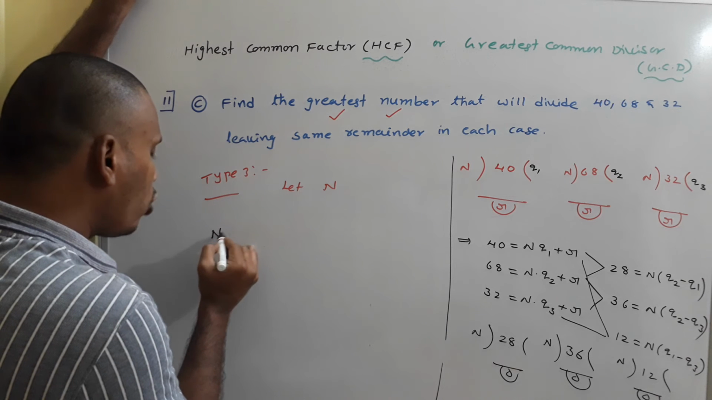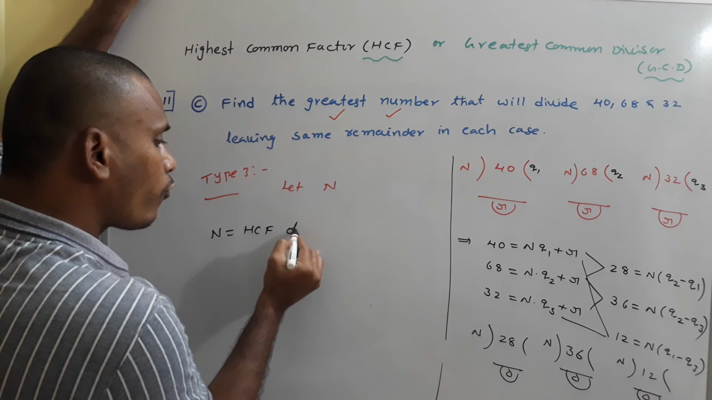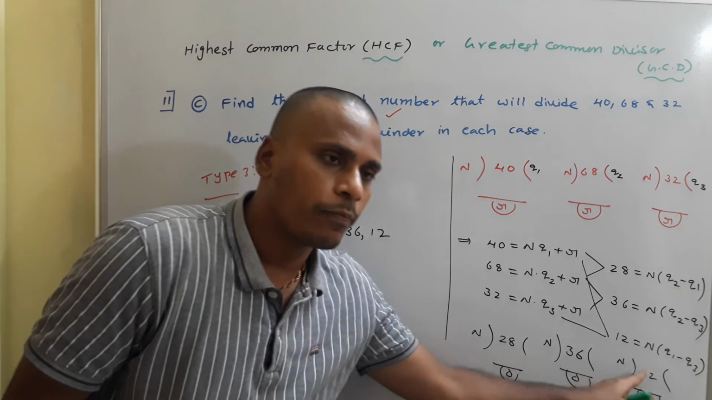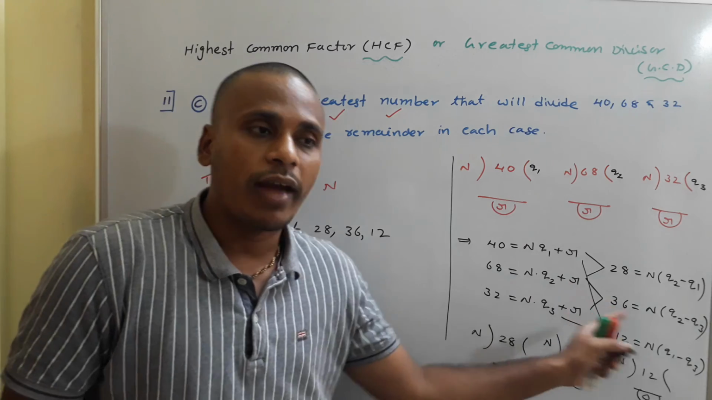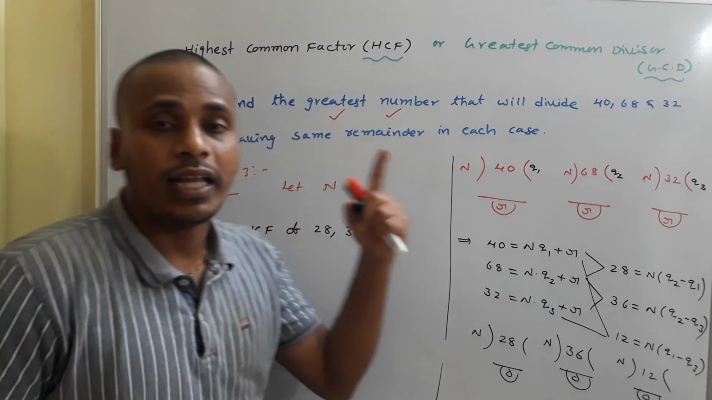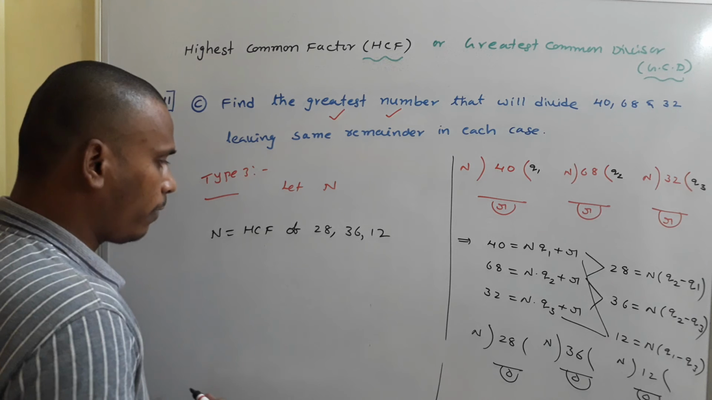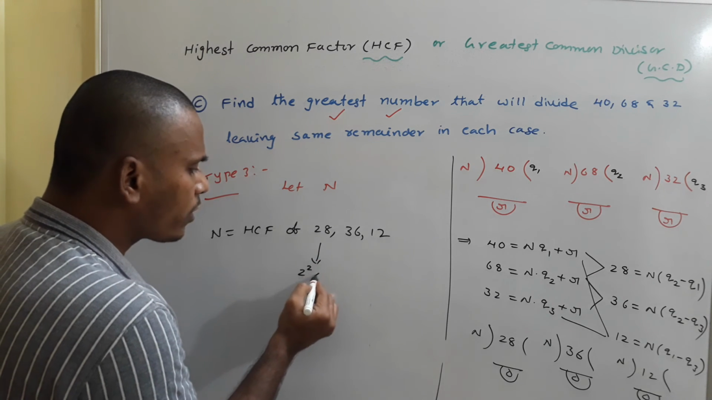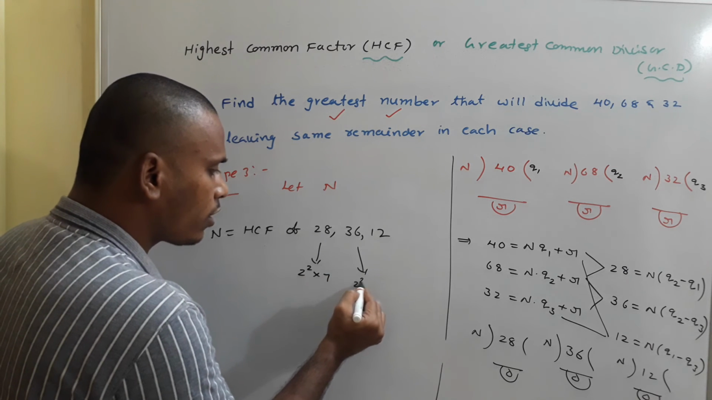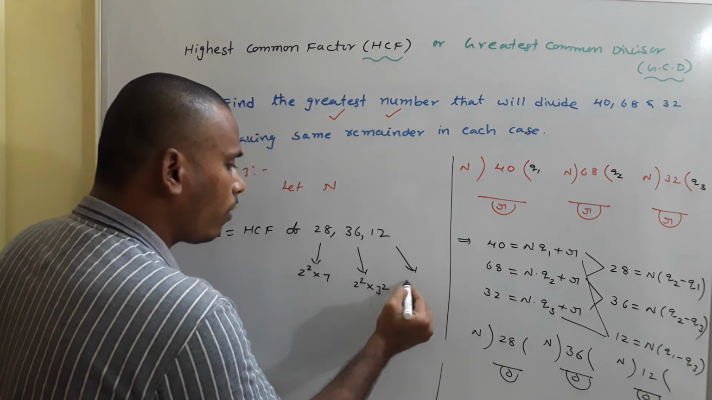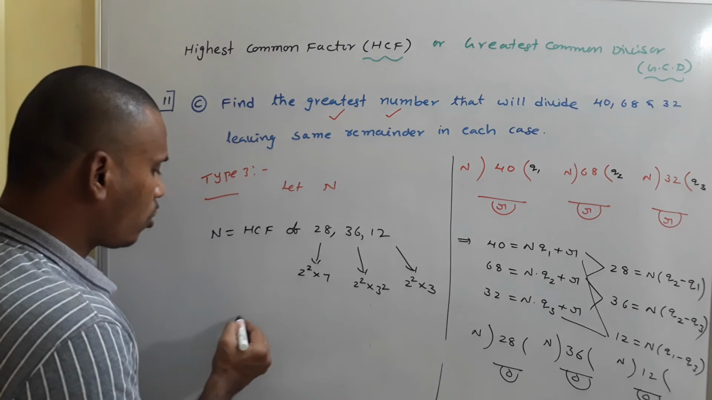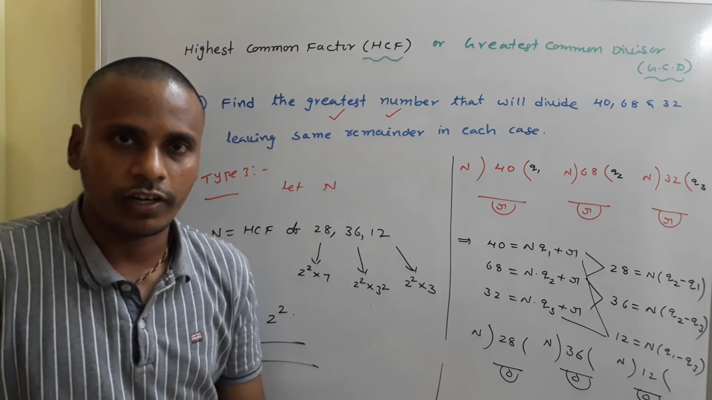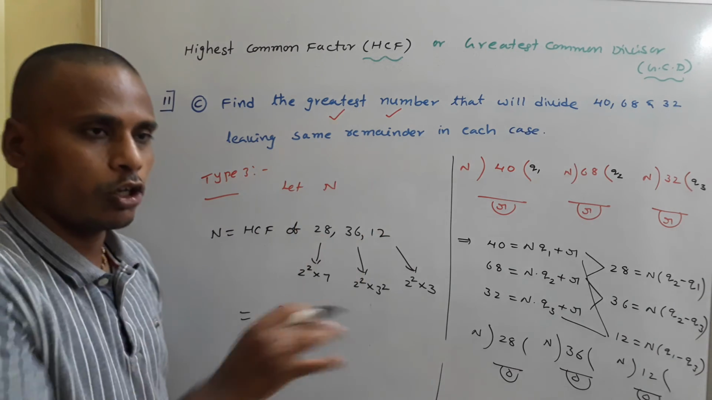Finally, the required value of n is simply nothing but the HCF of 28, 36 and 12, because we are very familiar with this part. Since the remainder is 0, n is a common factor for the given numbers, and since the question is about finding the greatest common factor, we need to find the HCF. So how to find HCF? See, 28 is 4 sevens, 2 square into 7. 36 is nothing but 2 square into 3 square. 12 is nothing but 2 square into 3. So now HCF is nothing but 2 square, because 2 square is the common term for each and everything.